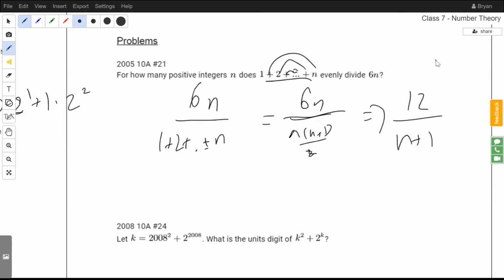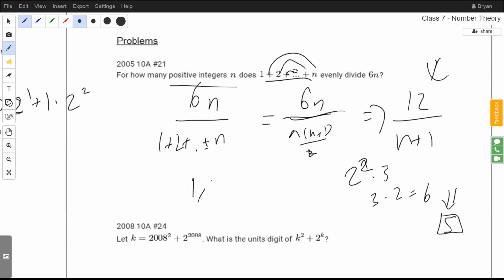And we just need to find the number of n plus 1 that divide 12, or the number of factors of 12, right? So 12 is just 2 squared times 3. So that's 3 times 2, which equals 6. However, we want positive integers n, so n can't equal 0. Since 1 is one of these 6, you have to subtract it off. You're just left with 5 of them that work. If we list them out, they're n equals 1, 2, 3, 5, and 11.